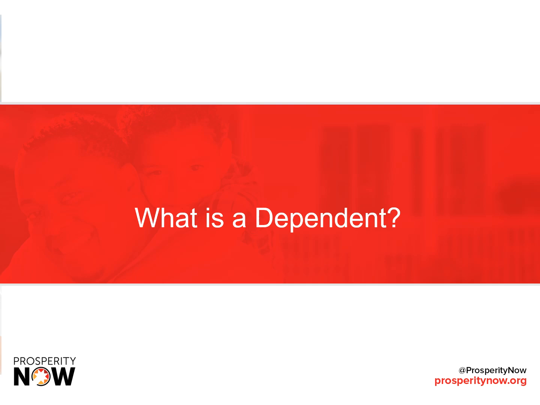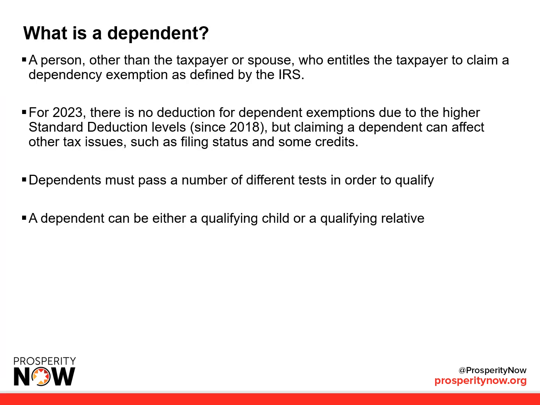So what is a dependent? You may have seen the word dependent on tax forms previously, but what does this mean exactly to the IRS? A dependent is someone other than the taxpayer or the spouse who entitles the taxpayer to claim a dependency exemption as defined by the IRS. Claiming a dependent can affect other aspects of the tax process like filing status and some credits.